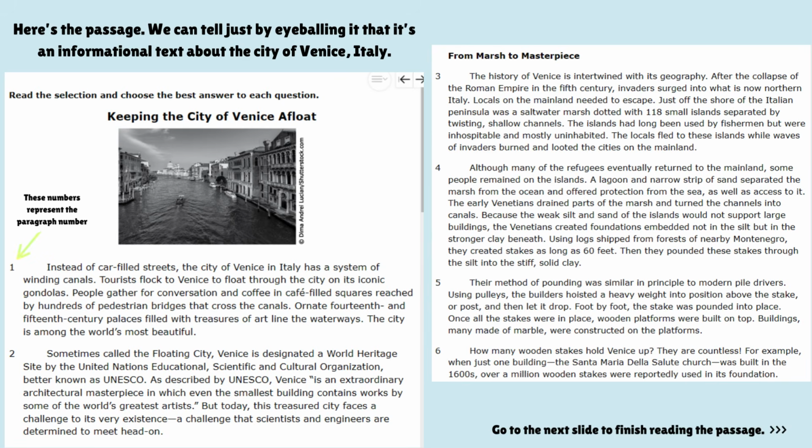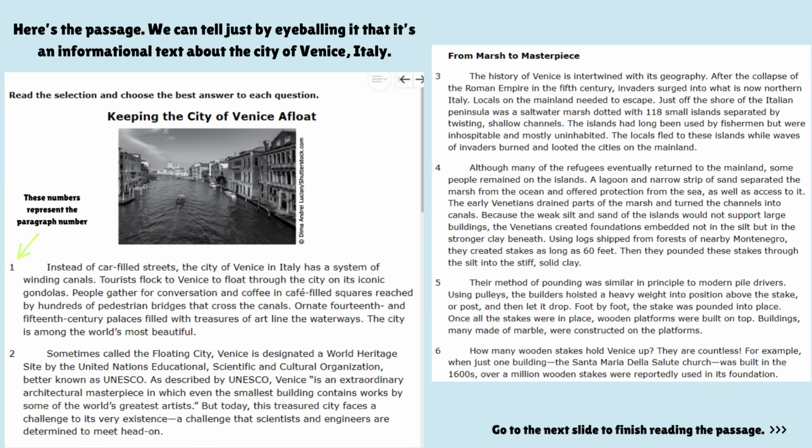Sometimes called the floating city, Venice is designated a World Heritage Site by the United Nations Educational, Scientific, and Cultural Organization, better known as UNESCO. As described by UNESCO, Venice is an extraordinary architectural masterpiece in which even the smallest building contains works by some of the world's greatest artists.